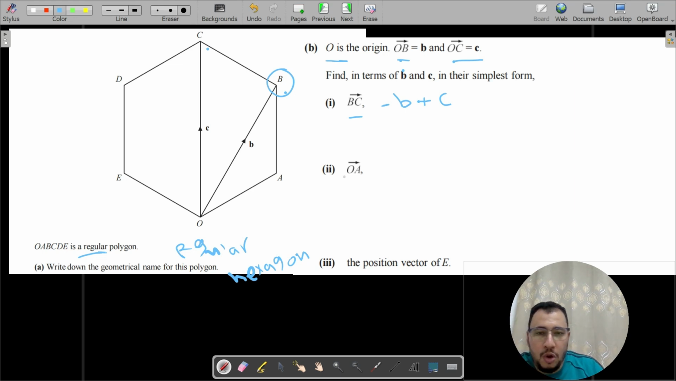Okay, OA. One second, please. I highly recommend this: once you find something here, it's better to write it on the diagram. For example, here we found BC, so go to your diagram and write what you got. What have we got here? Negative B plus C. Why? Because it will help you definitely later in some other question.